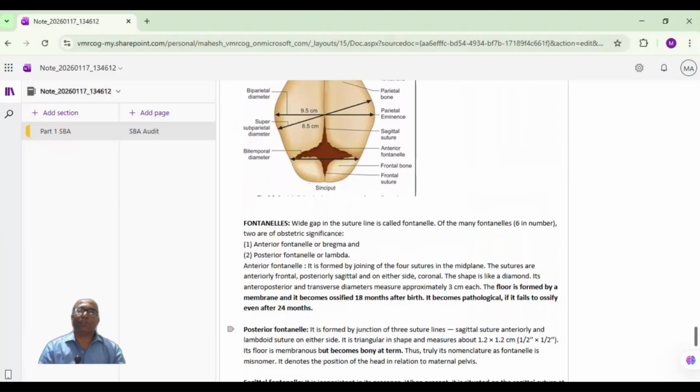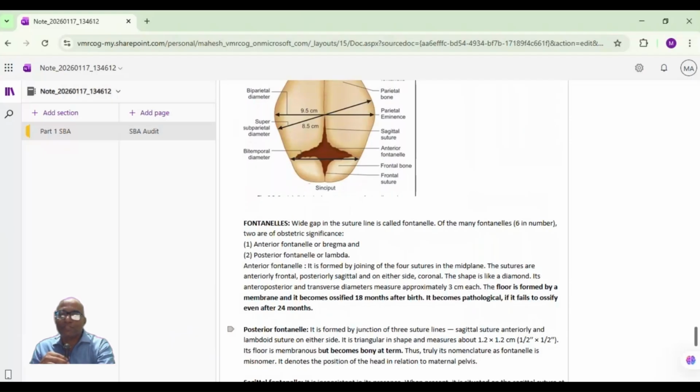Then the posterior fontanelle is formed by the junction of the 3 sutures: sagittal suture anteriorly and lambdoid suture on either side. It is triangular in shape and measures around 1.2 by 1.2 centimeters. So anterior we have seen 3 centimeters in both directions. Here it is 1.2 by 1.2 and it is triangular in shape. Its floor is membranous and it becomes bony at term. That is the difference between the anterior and posterior. It is bony at term itself. Thus, truly the nomenclature as fontanelle is a misnomer.